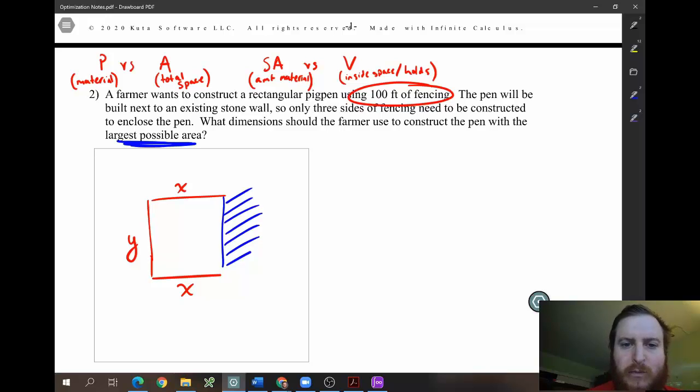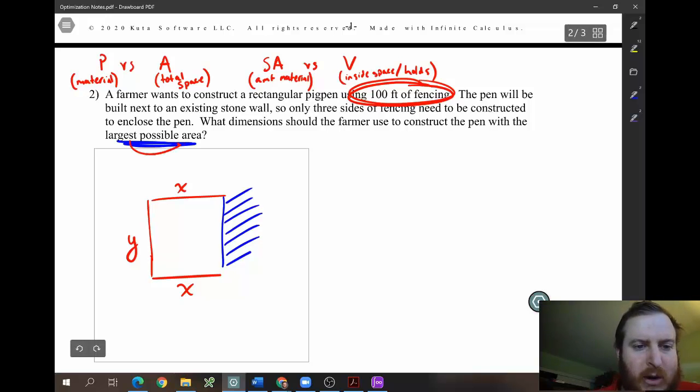So when we say pig pen using 100 feet of fencing, they never specifically said the word perimeter, but we need to realize that that is the perimeter. Okay. Now, we're trying to get the largest area, so we're trying to maximize the area. So that's going to be our primary equation. So our primary equation is going to be the area, which is x times y.